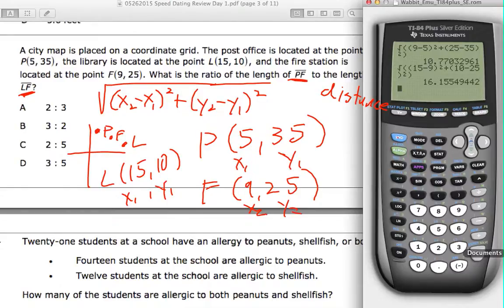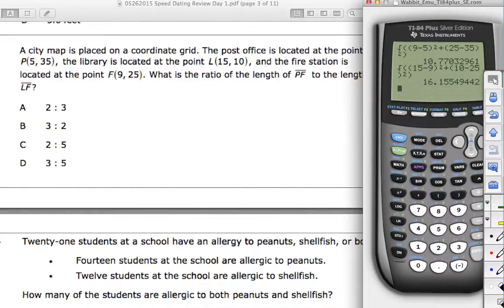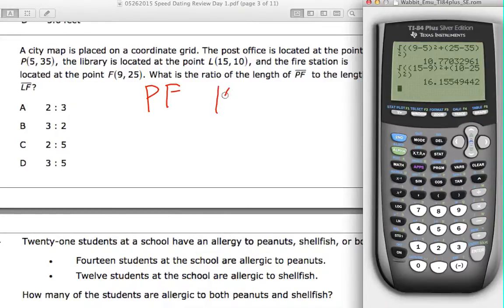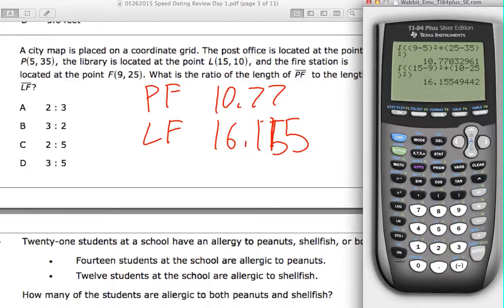We're going to clear the work over here. We just kind of want to keep those numbers on the calculator. The ratio of PF, which is the first one, to LF. So here's something we need to notice. PF is 10.77. It's smaller than LF. LF is 16.155. So in any of these ratios of PF to LF, we need the smaller number first. So out goes 3 to 2.